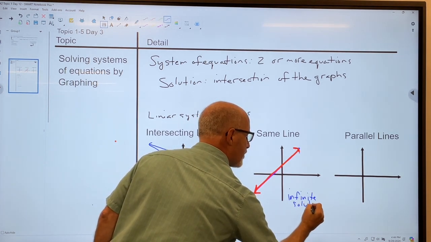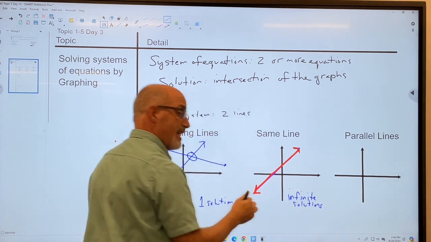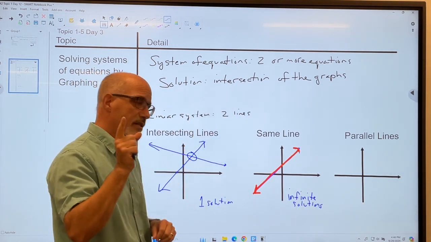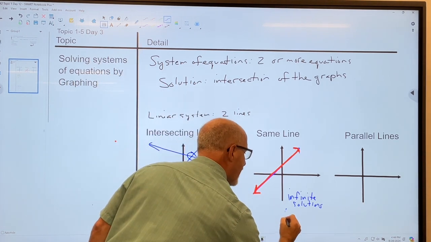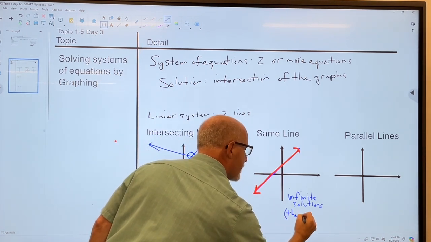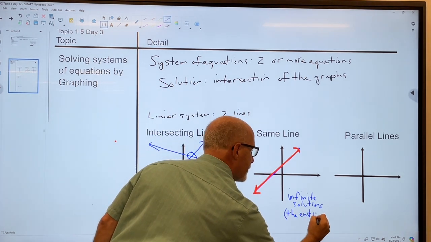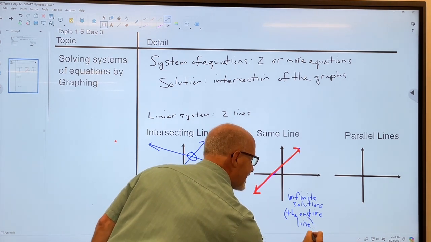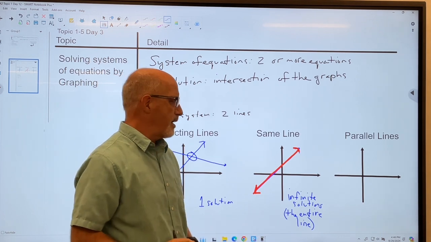The infinite solutions are really the entire line. This ordered pair right there is the one solution. This, the entire line, is the solution. And this line has an infinite number of points on it.